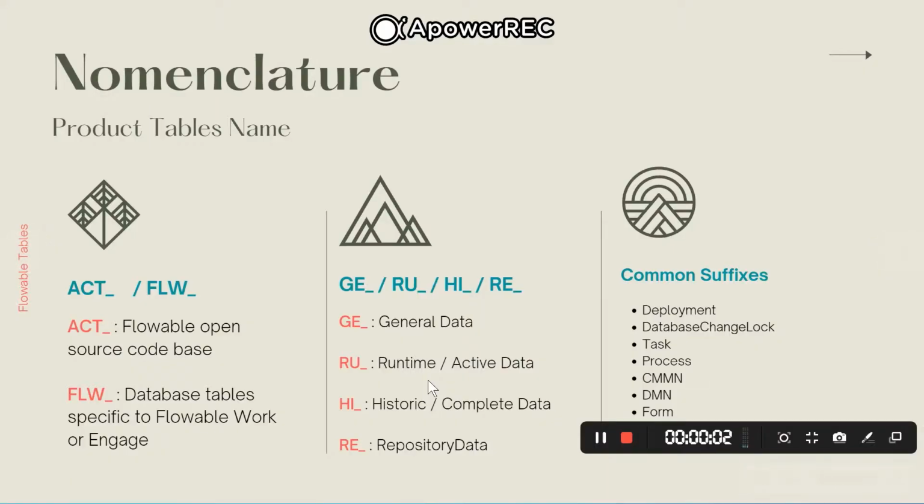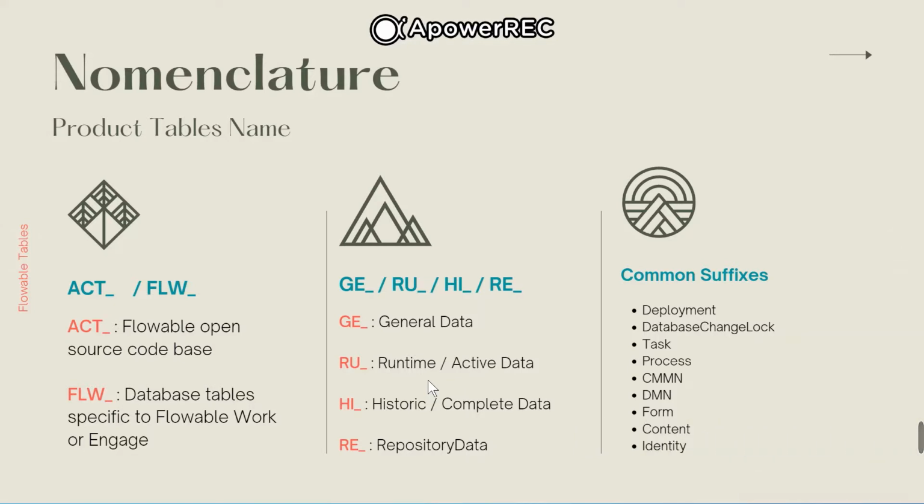Now I will take you through the important database tables and their nomenclature which is used by the Flowable product. The Flowable engine tables follow a common naming pattern which we can divide into three parts. The first part, the database table names associated with the Flowable open source code, starts with ACT underscore. ACT stands for Activiti BPM from which Flowable BPM has been forked. However, data tables specific to Flowable Work or Flowable Engage start with the FLW underscore prefix.